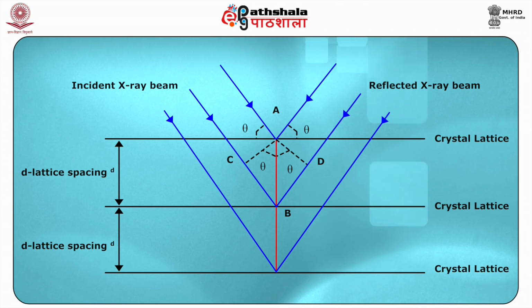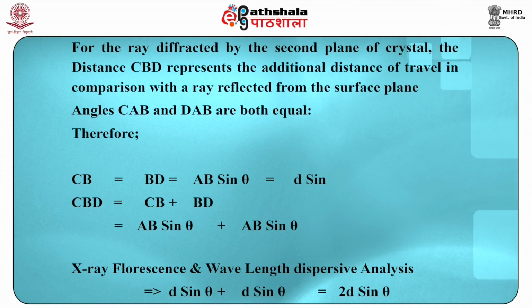For calculating wavelength, Bragg's law is applied, which can be derived as shown. For the ray diffracted by the second plane of the crystal, the distance CBD represents the additional distance of travel in comparison with the ray reflected from the surface plane. Angles CAB and DAB are both equal. Therefore, CB equals BD equals AB sine theta equals d sine theta. CBD equals CB plus BD, which equals AB sine theta plus AB sine theta.